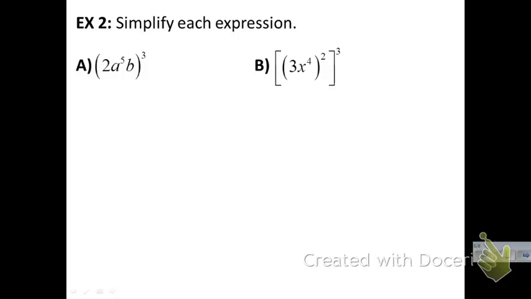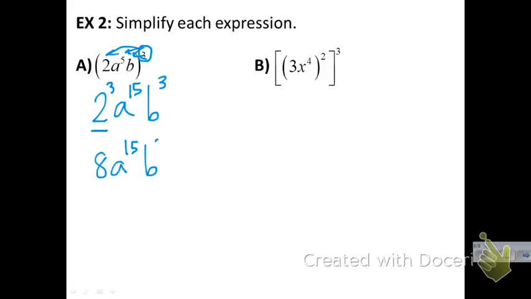Here we're going to simplify the expression, so we're just making these a little bit more complicated. You're going to take this 3 to all 3 terms, so it's 2 to the 3rd, a to the, because those are stacked, we multiply, so to the 15th, b to the 3rd, and then the only thing we can do is replace that 2 to the 3rd with an 8. And that's finished.